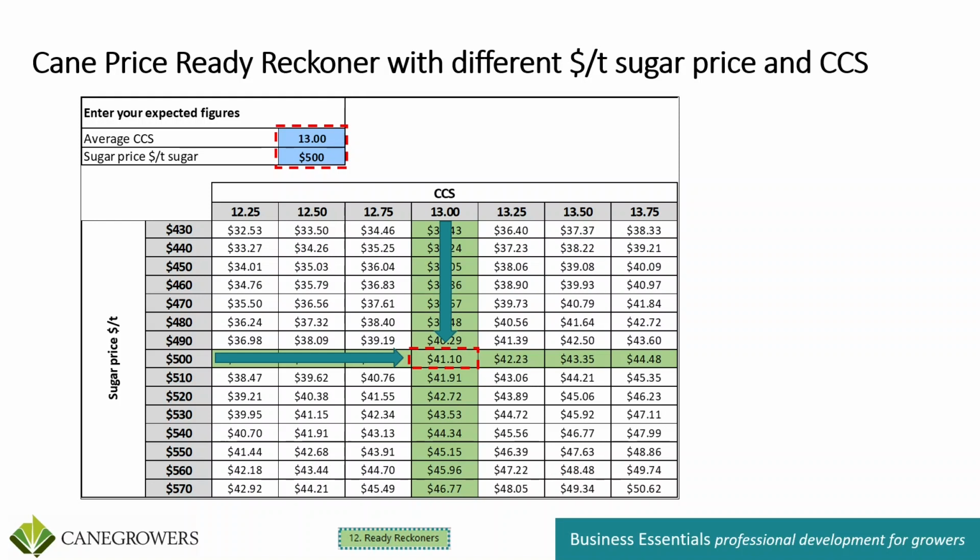For example, if the sugar price increases from $500 to $520 per ton of sugar, while CCS reduces from 13 to 12.75 units, the equivalent cost per ton of cane changes from $41.10 to $41.55.